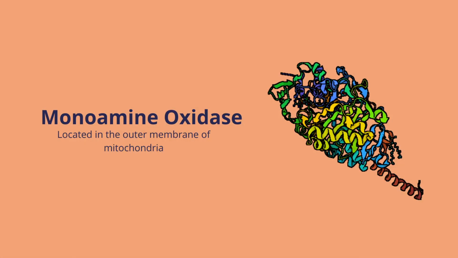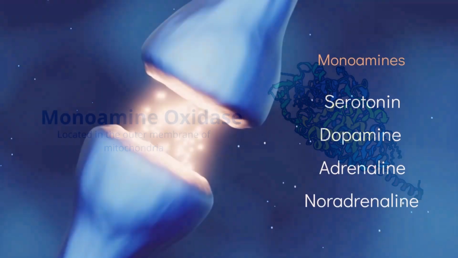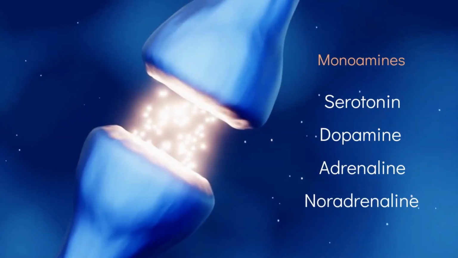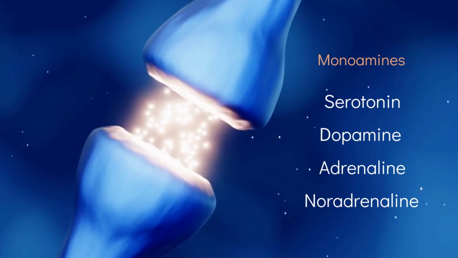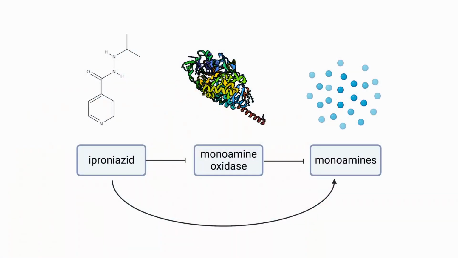Monoamine oxidases are a family of enzymes present in the outer membrane of mitochondria. We find them in many tissues in the body, including the central nervous system. They catalyze the oxidation of monoamines such as serotonin, dopamine, adrenaline, and noradrenaline. To summarize, monoamine oxidase decreases the availability of monoamines. Thus, as an inhibitor of this enzyme, Iproniazid ultimately increases the concentration of monoamines.